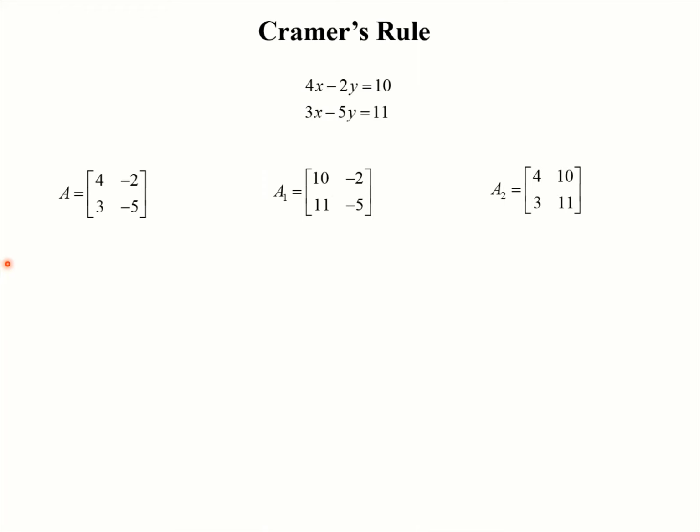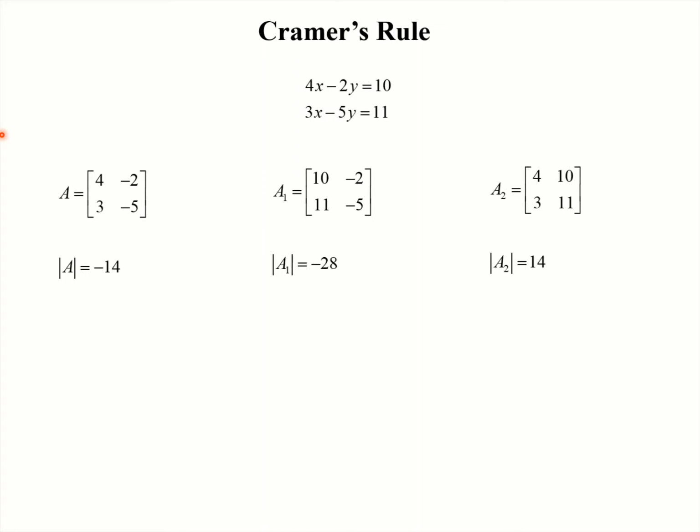Now I'm going to take the determinant of each of those matrices. The determinant of A is negative 14. For the determinant of A1, all I'm doing is ad minus bc. That one gives me negative 28, and the determinant of A2 is 14.